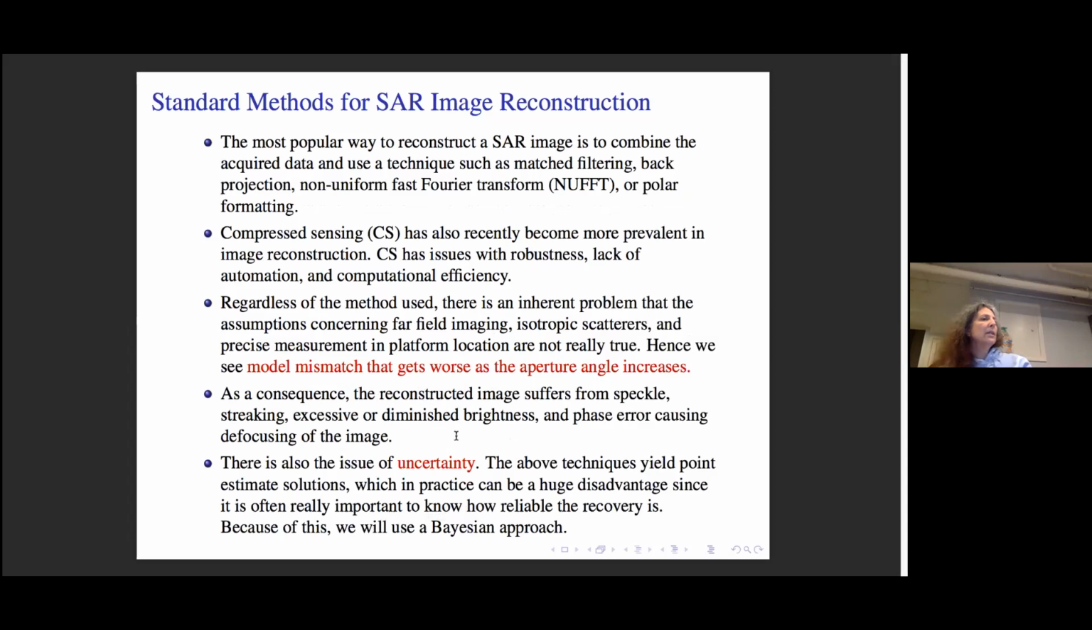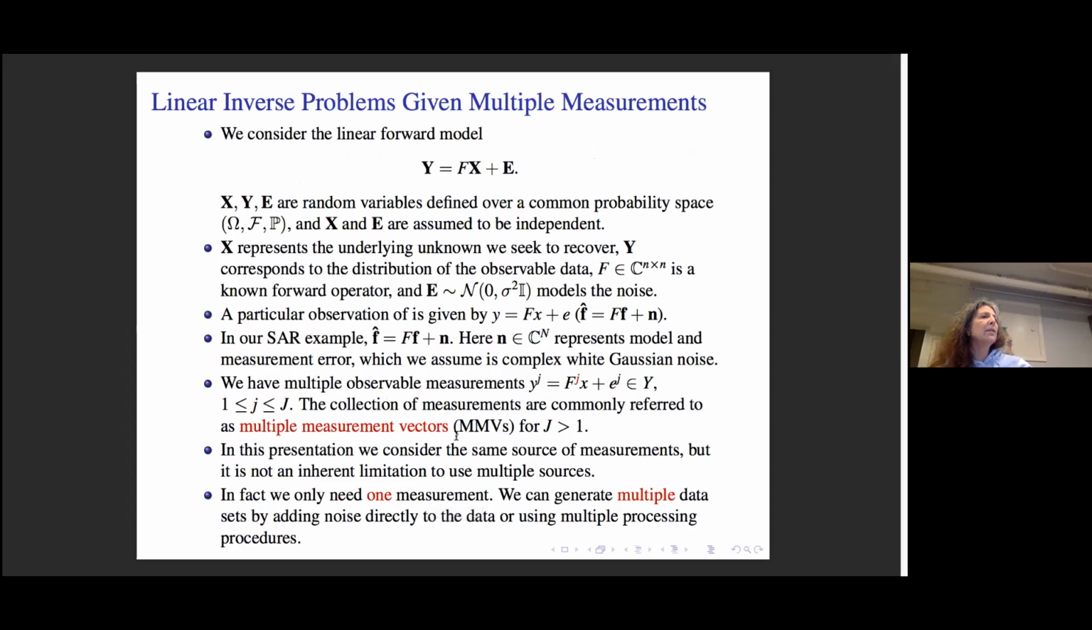The other issue is uncertainty, right? Because all of these techniques that I listed above only give point estimate solutions, but we know that there's a certain amount of uncertainty in these estimates, and it could be really useful to know how reliable our results actually are. So that's what motivated us to start using a Bayesian approach to this problem and to other problems before that.